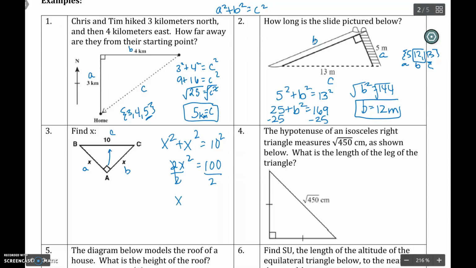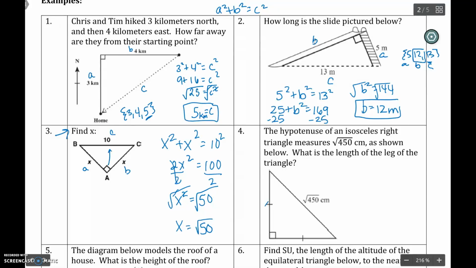You can't square root it until it's just the x squared, or whatever the letter happens to be. And then we're going to square root both sides. This says nothing about rounding, so we leave it in radical form. Radical 50. Okay, so you're square rooting both sides to get the x squared to become an x.